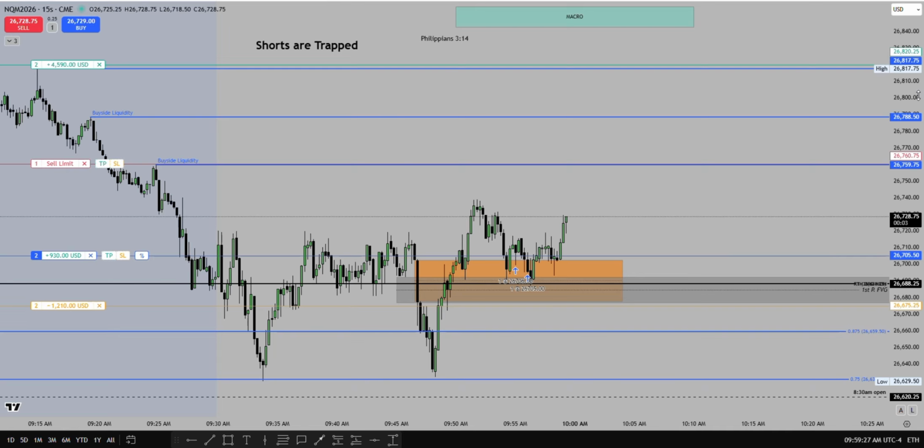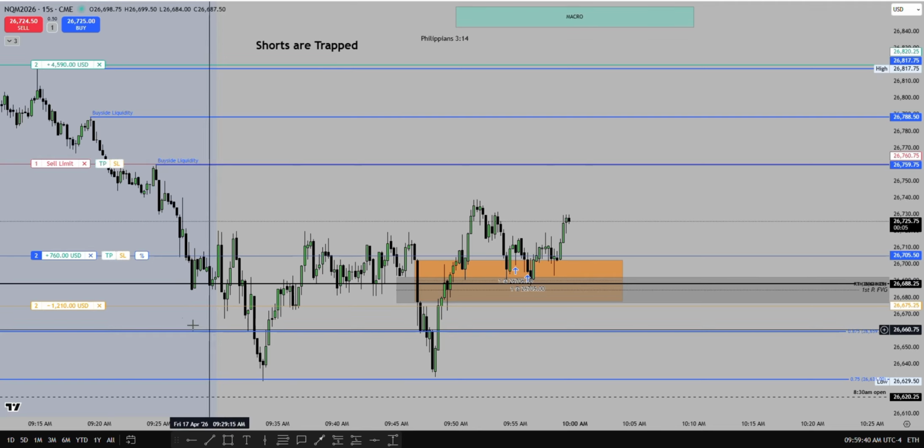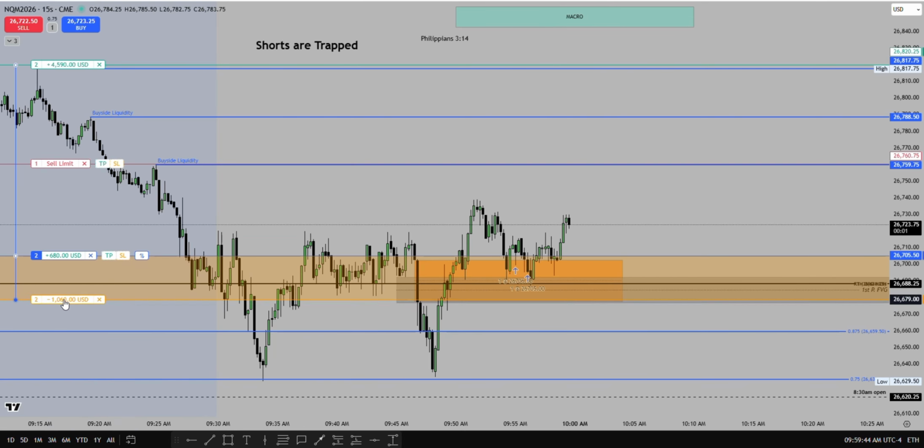So I'm annotating here shorts are trapped. If you look on the left, we have some nice trendline liquidity. We have some nice intermediate highs, along with that all-time high. I think we take that all-time high out at some point today. That's my final terminus. But I have my first partial at that.